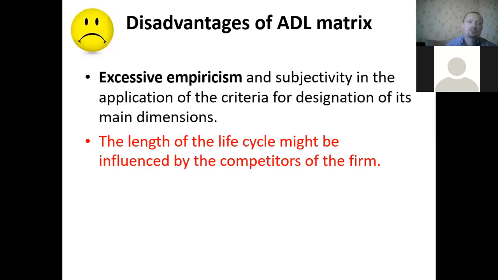But it also has disadvantages. I told you about the first disadvantage, that it is rather difficult to use this matrix, but I didn't tell you about the second main disadvantage. I want to discuss it now in detail. You know that the length of the life cycle might be influenced by other rivals. What does it mean? It means the following. We are at the maturity stage.